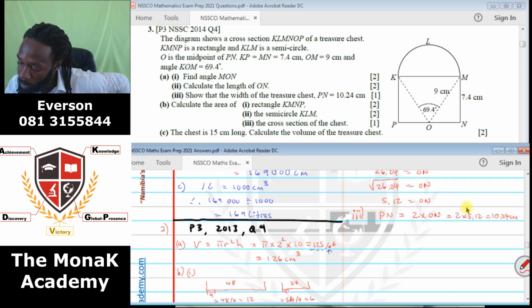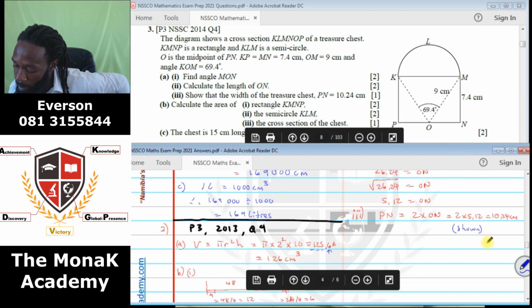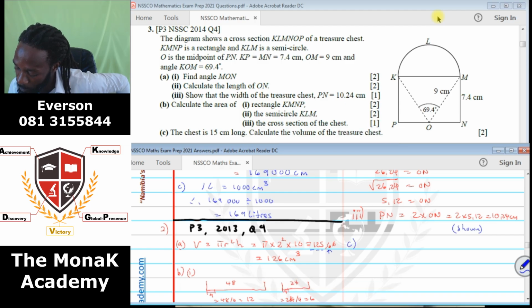So that is it. You have shown it, and you write that you have shown. And then the last question, which is C, says the chest is 15 centimeters long. Calculate the volume of the treasure chest.